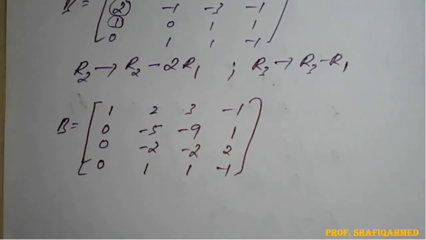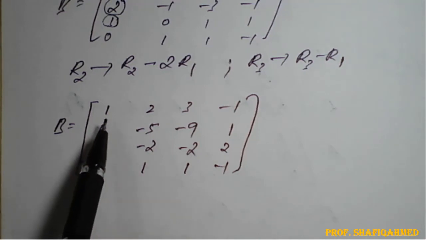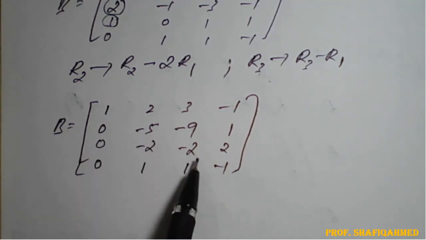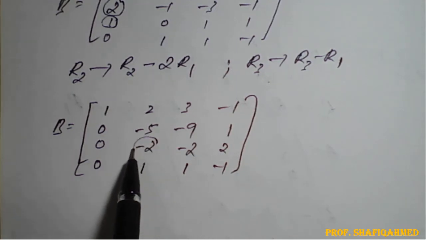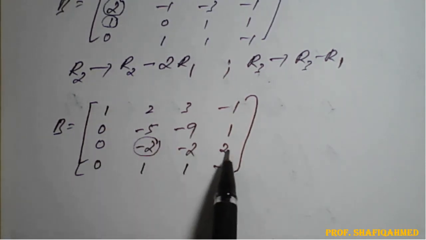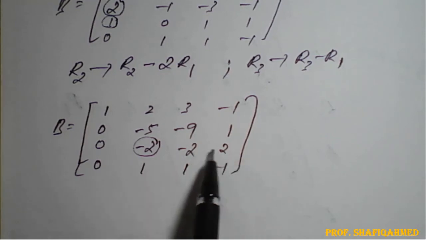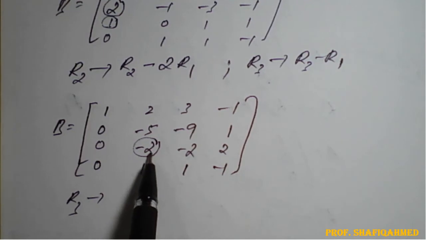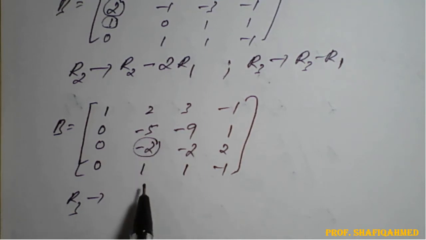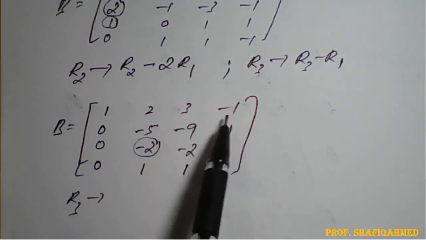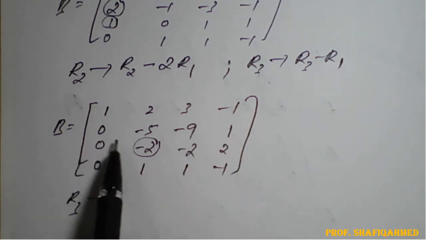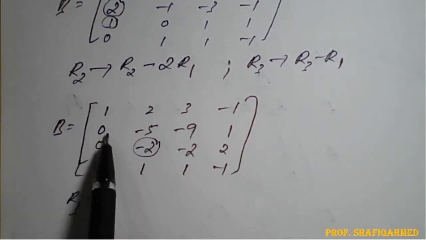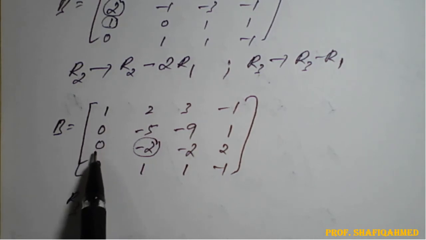So you can see that all these elements we have made 0. The diagonal elements are 1, minus 5, 2 and minus 1. Now we have to make this element 0. This element belongs to row number 3. So on R3, to make this element 0, we need to operate with some other row, not with row number 1. Row number 1 you leave it, because if you apply row number 1, the element you made 0 will become non-zero again, which is wrong.